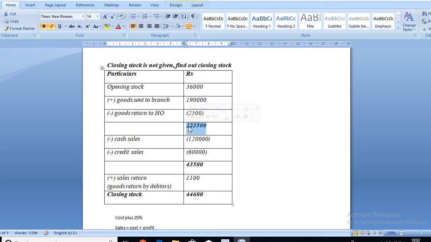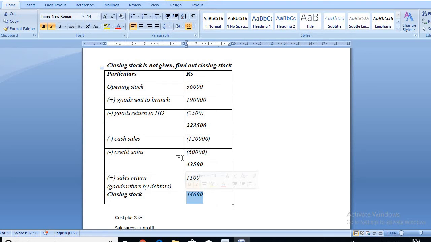From this 2,23,500, the branch made sales. When we made sales, goods were going out of the business. That's why sales should be deducted, whether it is cash sales or credit sales. Cash sales is 1,20,000, credit sales is 60,000. Now the value of stock will be 43,500. Then some debtors returned the goods, meaning some customers returned the goods. That will be considered as sales return. Here the goods are coming back to the branch. The sales return should be added. Now the value of closing stock will be 44,600.